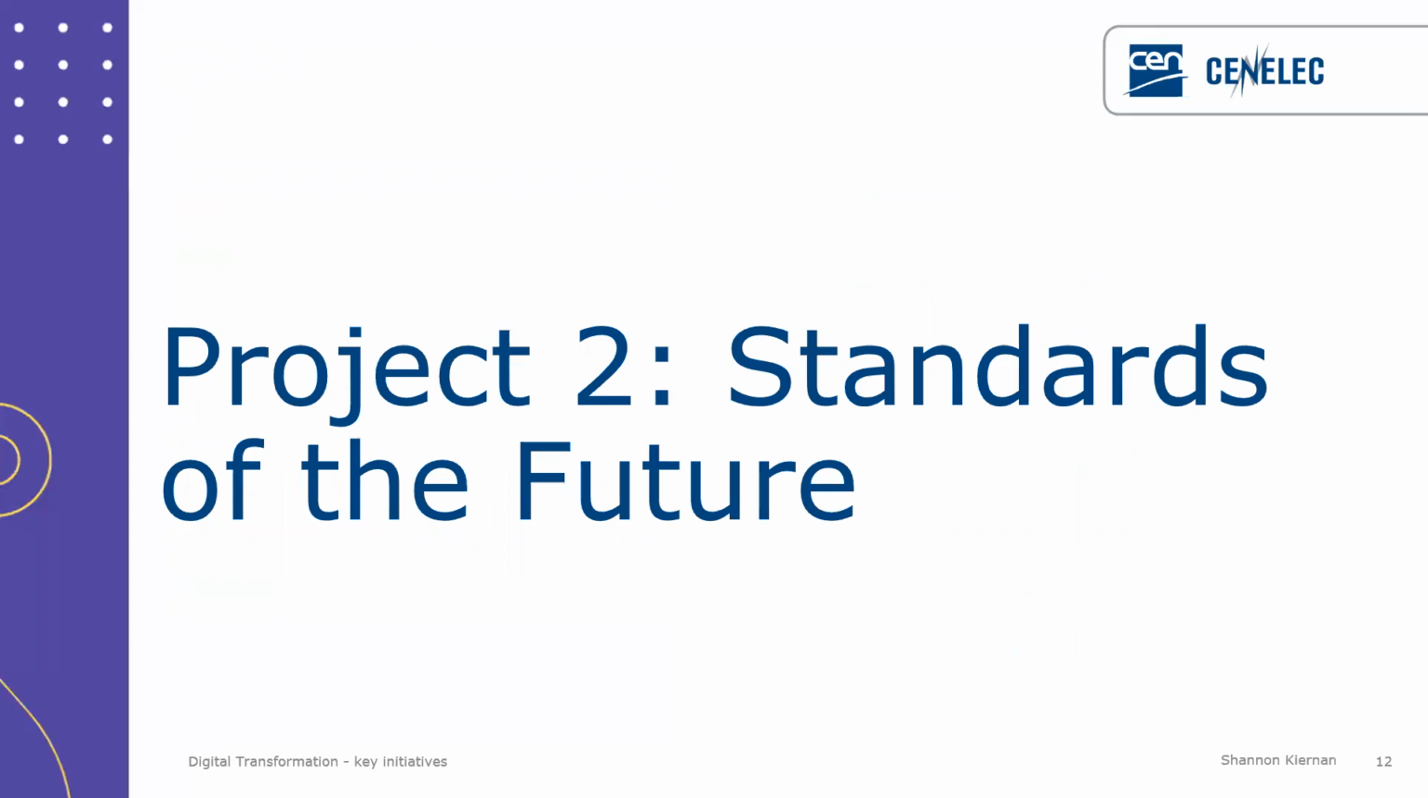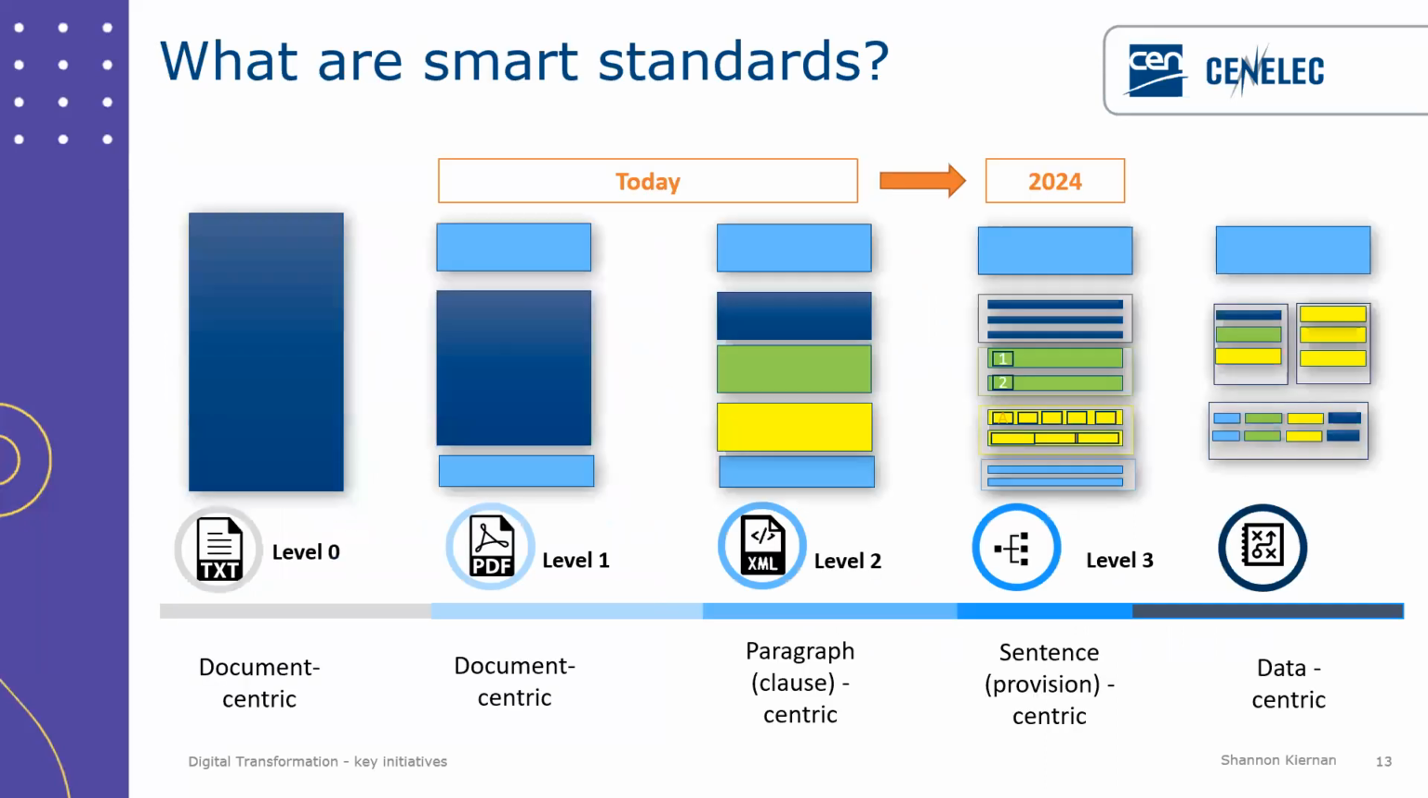Now let's move on to project 2, standards of the future. This is where we're dealing with smart standards, sometimes also called machine readable content. Firstly, what are smart standards? So this is a capability model that was first drafted by IEC and has now been adopted by ISO and CEN and CENELEC as well. It refers to the capabilities, so the types of things you can do with a standard that is published at different levels in different ways.